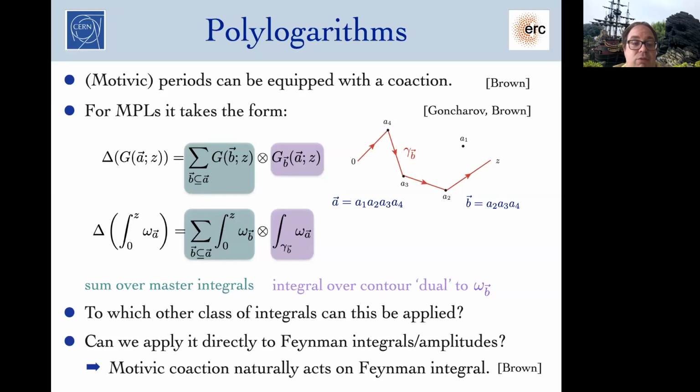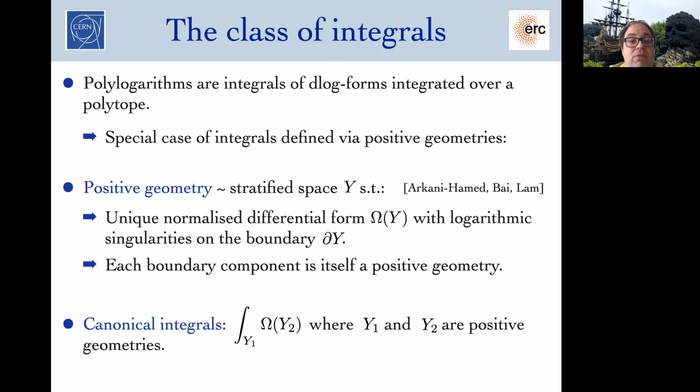Well, first think of what polylogs are. Polylogs are obviously integrals of d-log forms integrated over a polytope. So there's something very special already. And in fact, you can think of this as a special case of some kind of positive geometries. So positive geometries have appeared, I think, in previous talks already on Wednesday, but let me just give you here a very hand-wavy definition of what it is, just to give you the essentials.